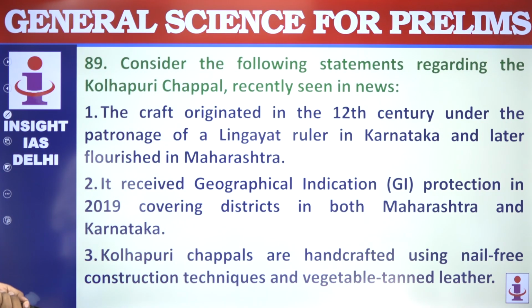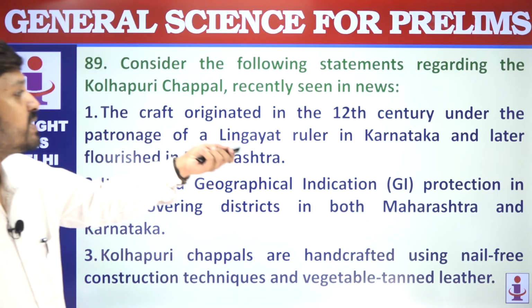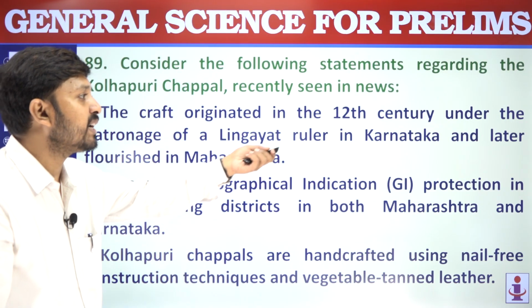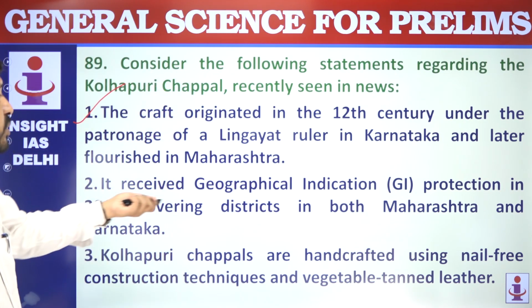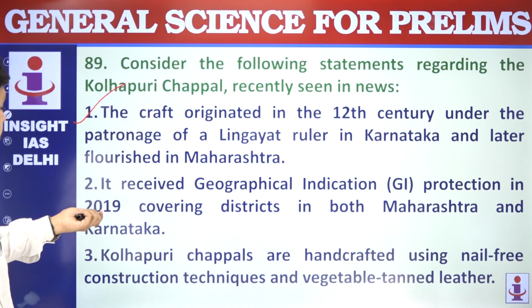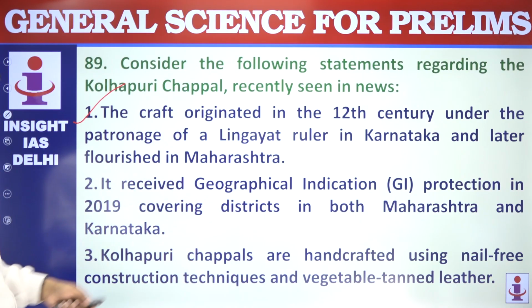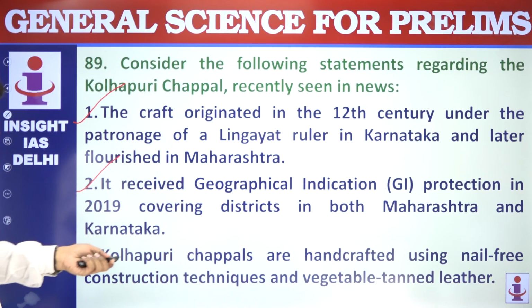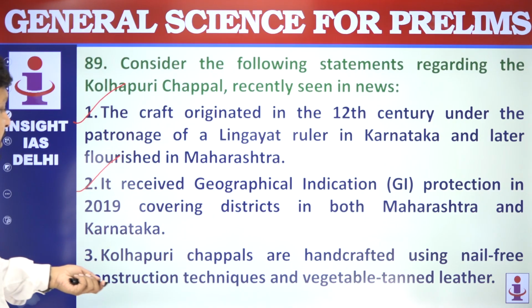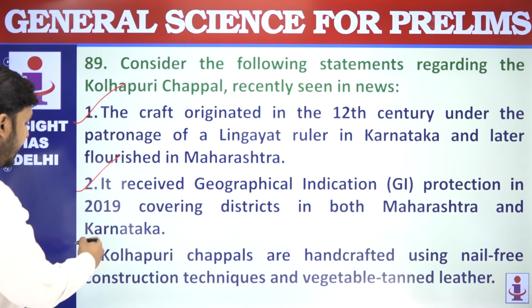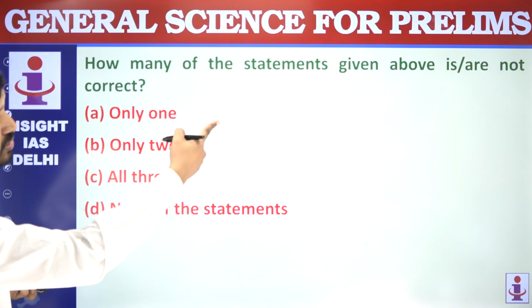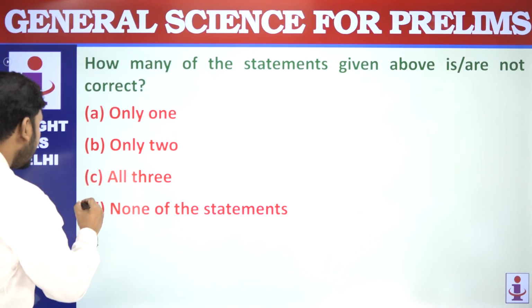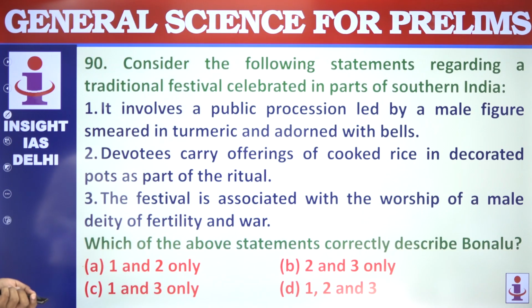Consider the following statement regarding the Kolhapur chappals recently seen in use. The craft originated in the 12th century under the patronage of a Lingayat ruler in Karnataka and later flourished in Maharashtra. This is right. It received GI protection in 2019 covering districts of both Maharashtra and Karnataka. This is also right. Kolhapur chappals are handcrafted using a nail-free construction technique and vegetable tanned leather. This is also correct. So all three are correct, but what they are asking is which of the following is not correct. So none of the statements is the answer.